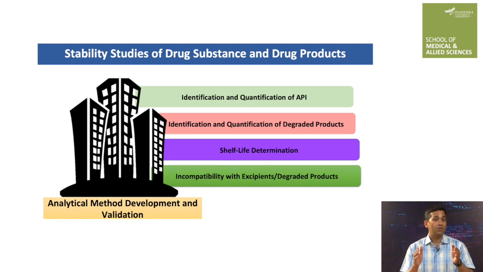Moreover, for determination of shelf life of drug substances, we need to track the degradation of API, and this is possible with analytical methods only. Apart from this, if we want to check the incompatibility of API with excipients and degraded products, we will have to use analytical methods. Thus, I feel this is worth spending time to study analytical method development and validation. These videos will be focused on analytical method validation.